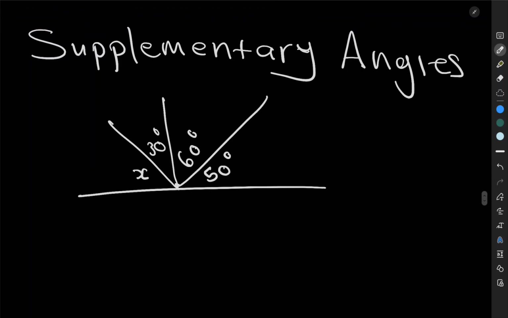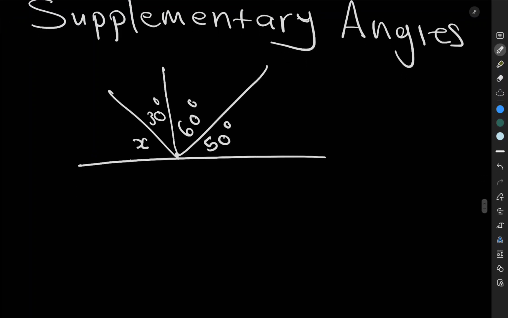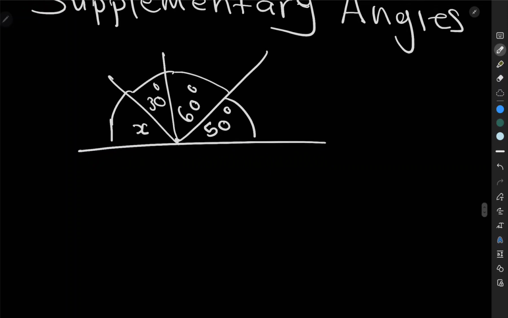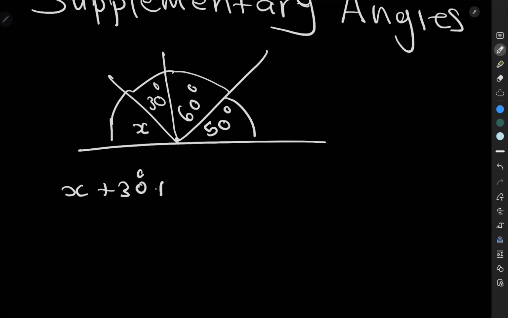Basically, the concept of supplementary angles is that all angles on a straight line add up to 180 degrees, and that's basically what supplementary means. It means that if we add all these angles together, we have to get 180 degrees. Knowing that now, we can turn this into an equation where we say X, which is the unknown that we're trying to find, plus 30 plus 60 plus 50 has to add up to 180 degrees.